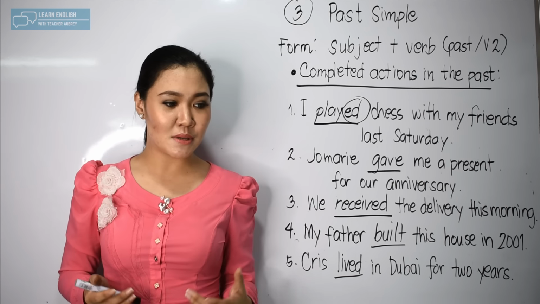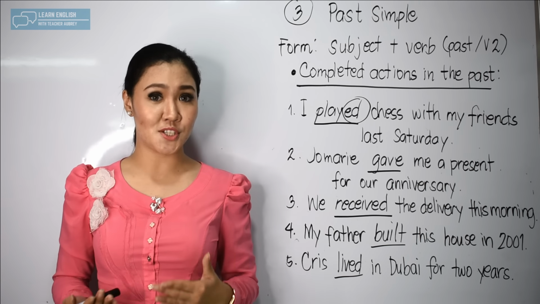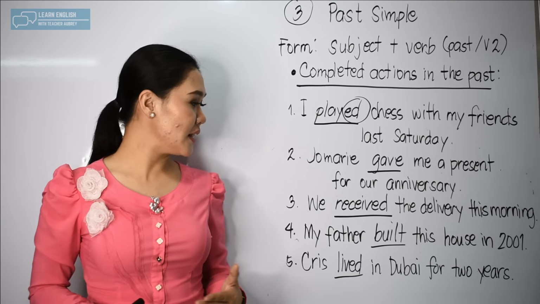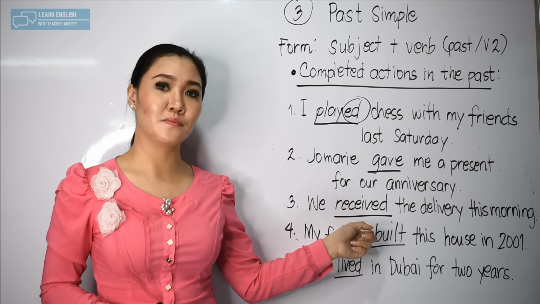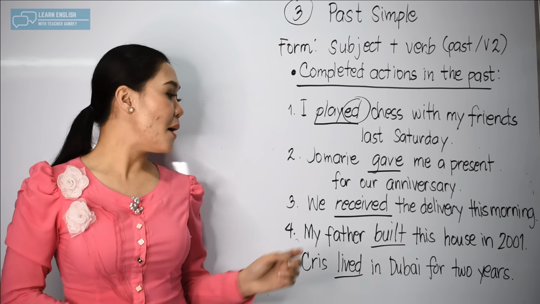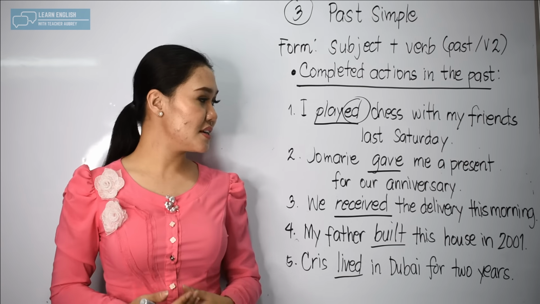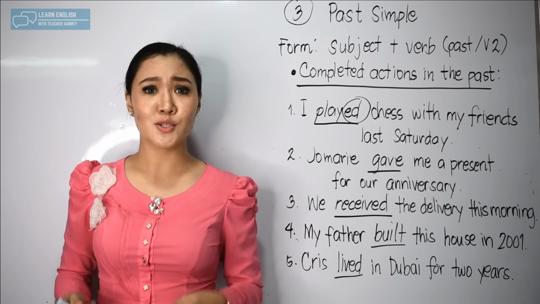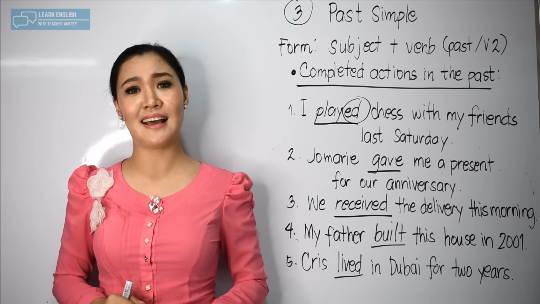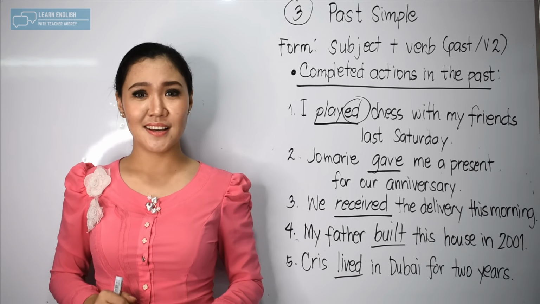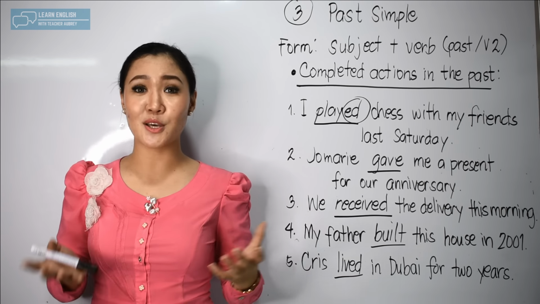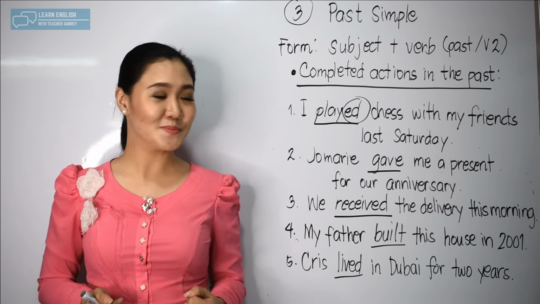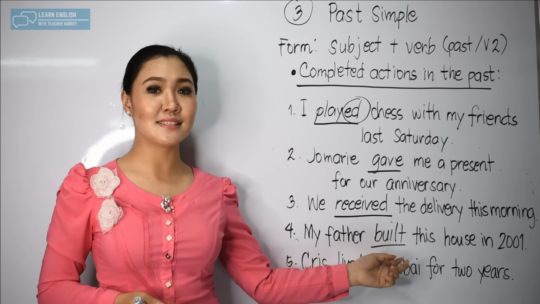So, this morning, ibig sabihin, kaninang umaga. Tapos na, kaninang umaga. So, ang ginamit natin ay received. Another example, my father built this house in 2001. So, dahil ngayon ay 2021 na, 20 years ago, ibig sabihin, tapos na yon, nangyari na sa nakaraan. Kaya ang ginamit natin ay past simple.